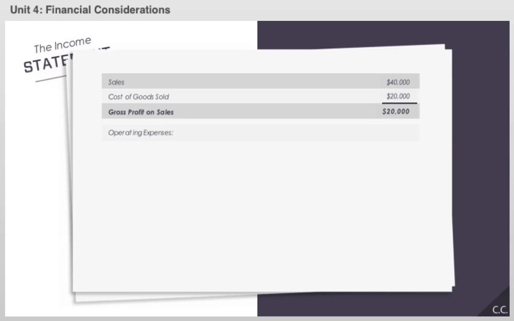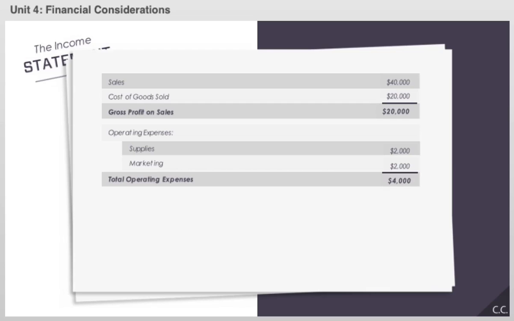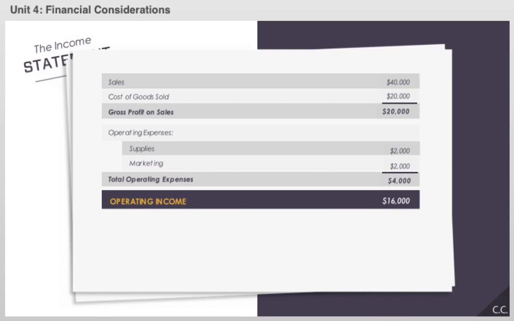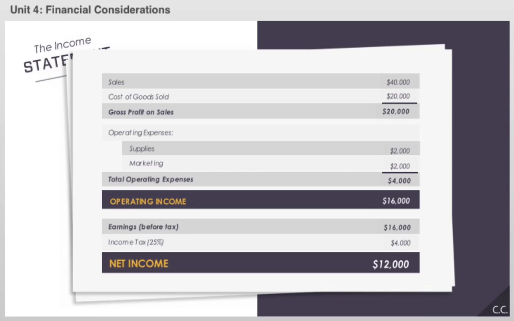Now let's assume that the cost of marketing was $2,000 and suppliers were an additional $2,000 for a total operating expense of $4,000. This leaves us with $16,000 of what is referred to as operating income. Assuming the company pays business income tax at the rate of 25%, the income tax owed is another $4,000, leaving the business with $12,000 of after-tax profit. Of course, this document is critical to help you determine if the business is making money or not.